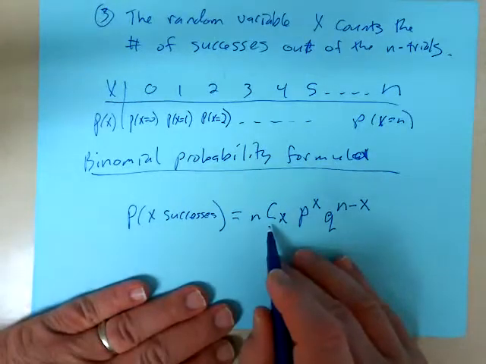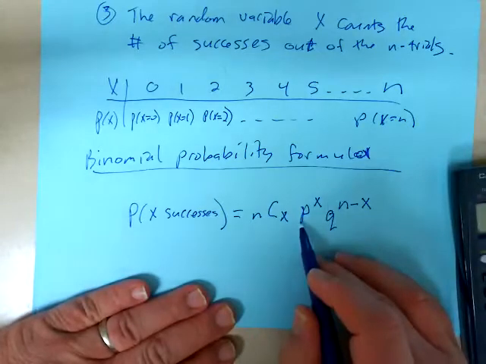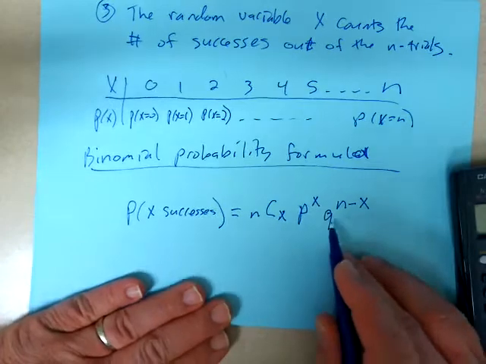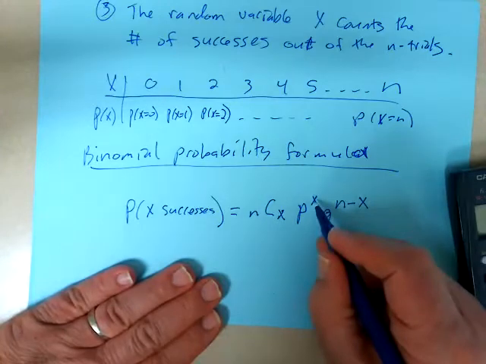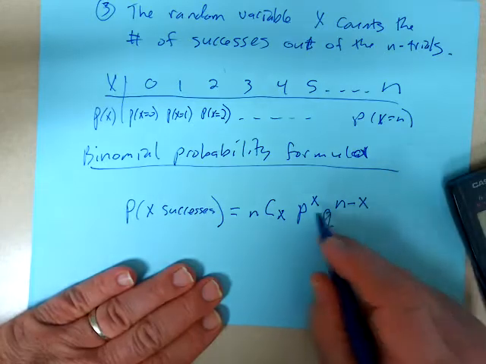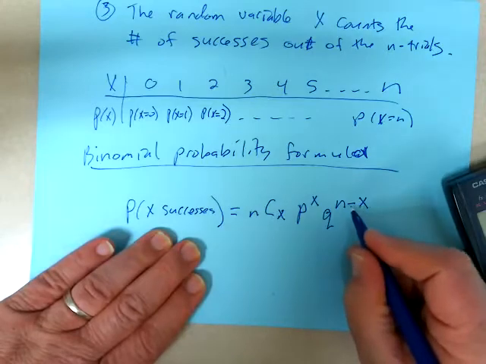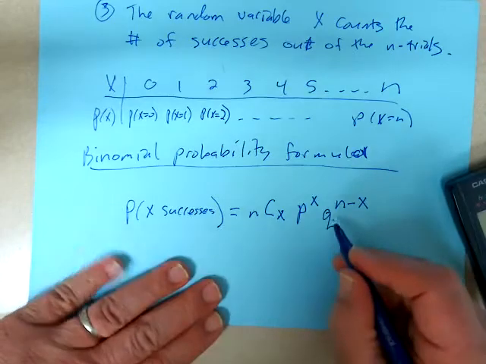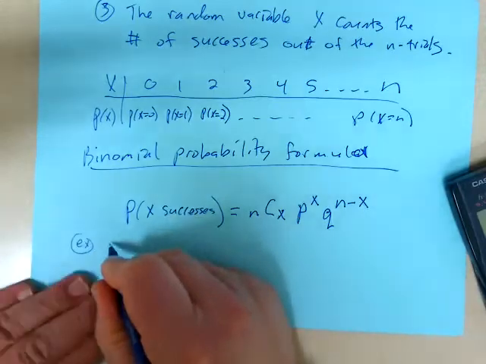So this is the combination function on your calculator, and this is the probability of a success. Then you're going to raise that to the number of successes. This is the probability of a failure raised to the number of failures. So x is the number of successes, so n minus x is going to be the number of failures, right? If I have 30 trials and I want 5 successes, then I want 25 failures. So probability of a success raised to the number of successes, probability of a failure raised to the number of failures.